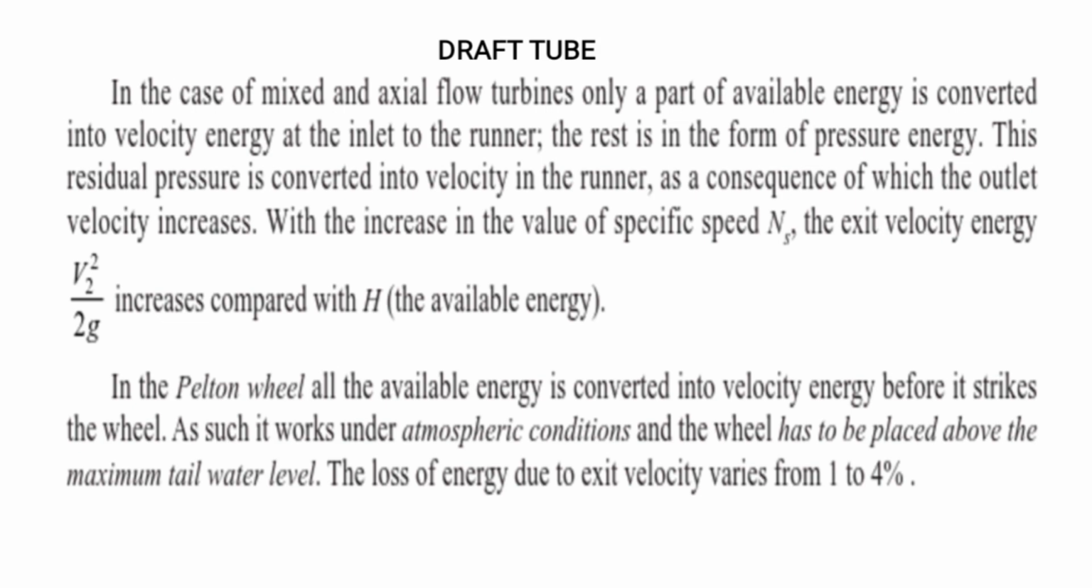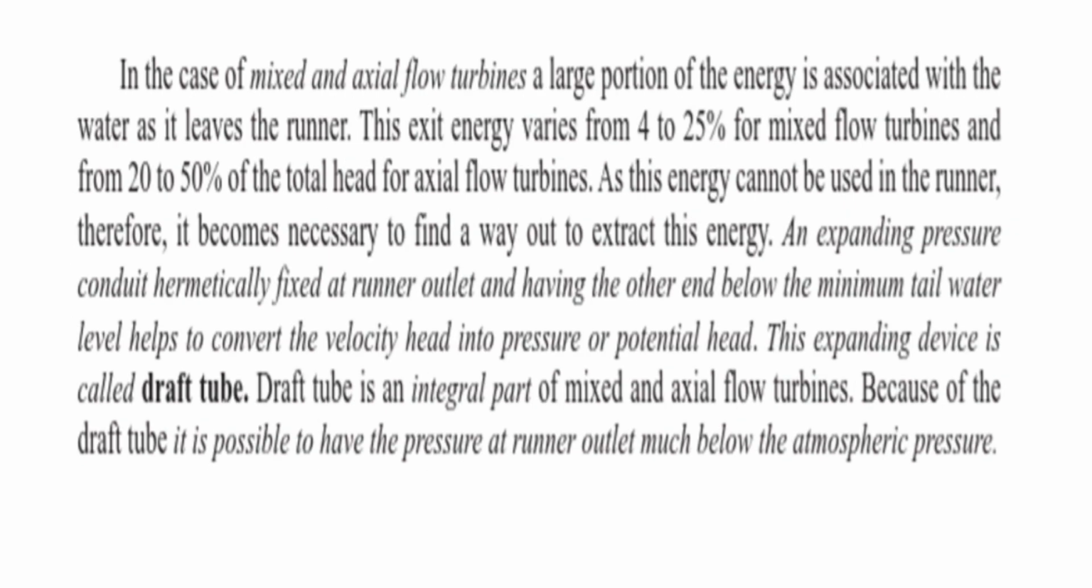So, the draft tube is mainly used in the case of mixed and axial flow turbines. Only a part of the available energy is converted into velocity energy at the inlet of the runner. In the case of mixed and axial flow turbines, a large portion of energy is associated with the water as it leaves the runner. The exit energy varies from 4 to 25% for mixed flow turbines and from 20 to 50% of the total head for axial flow turbines.